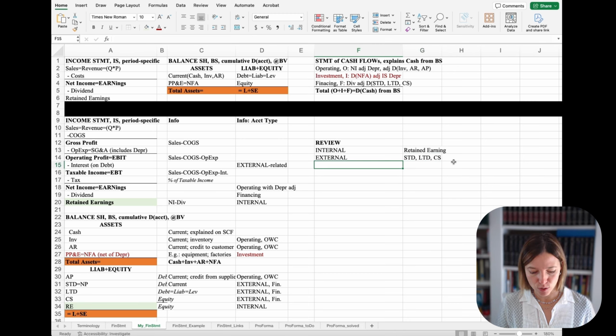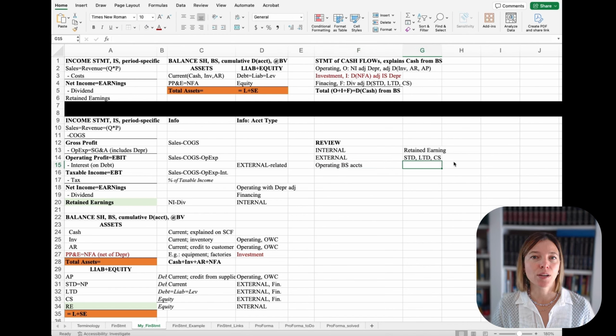Finally, somebody might ask you, well, can you name operating balance sheet accounts? And these are also the same as operating working capital accounts. These are going to be inventories, accounts receivable, and accounts payable. You need to have inventories of your shirts. You need to give credit to your customers and have credit from your suppliers to operate the business day to day.